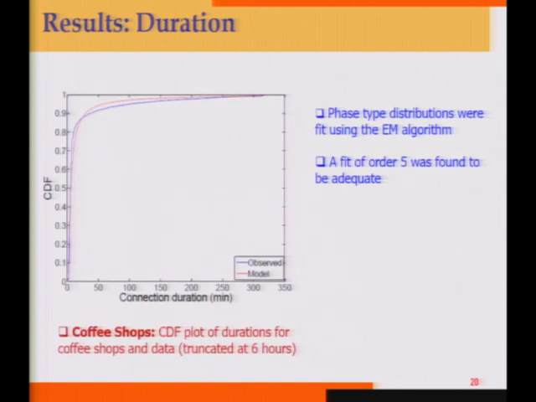So this is a plot once we had the phase type random variable with an order of 5 to fit the durations. That's a CDF plot, and we see it matches pretty well with the actual observed data.